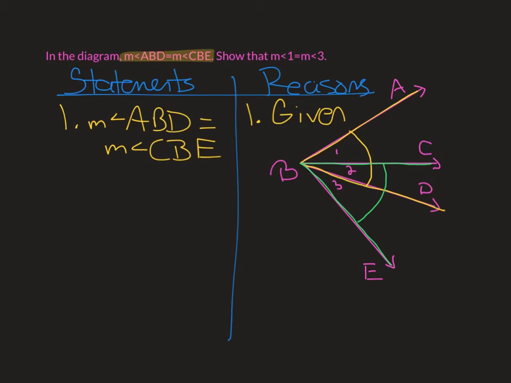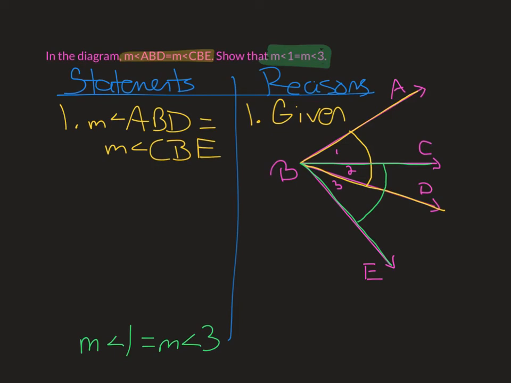Now they are giving us a proof here. They're telling us to show that the measure of angle 1 equals the measure of angle 3. That is the same thing as what you're being asked to prove. So your very last step, we're not quite sure how many steps it's going to take to get there, so I'm not going to number it. Our very end to our proof should be the measure of angle 1 equal to the measure of angle 3.